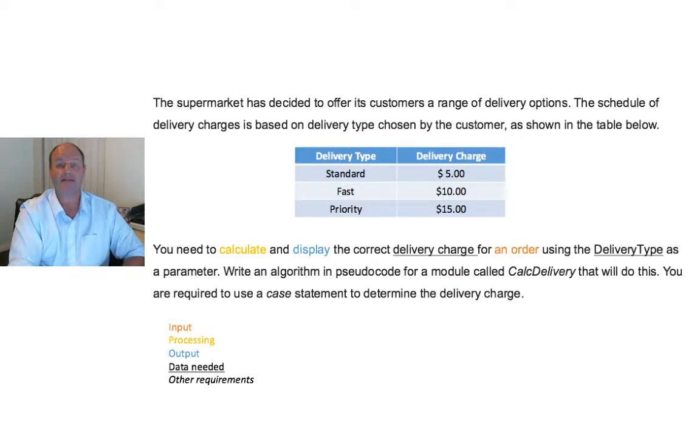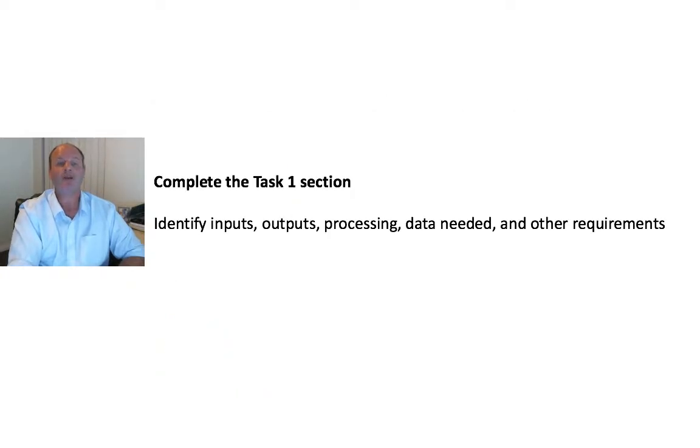So here is my annotation. It talks about the need to calculate and display the delivery charge of an order. Our module is going to be called calc delivery and it will have a parameter called delivery type. The calculation is simply selecting the correct delivery type from the case statement we need to use. Rewind the video to slide 6 and make sure that your annotation is the same as mine. Then once you've done that, continue with this video.